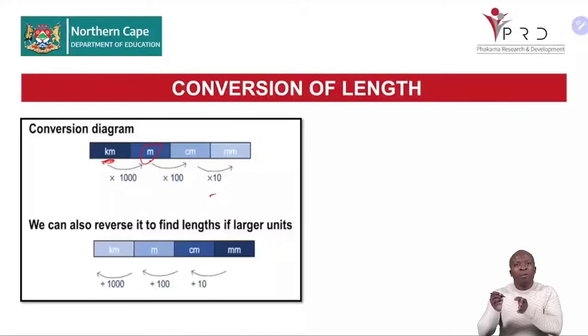Which means you can do the opposite. You can do the same thing, but this time backwards. You see, kilometers to meters, we multiply by 1000. Meters to centimeters, we multiply by 100. And then centimeters to millimeters, we multiply by 10. Meaning from millimeters to centimeters, we have to divide by 10. From centimeters to meters, we divide by 100. And then from meters to kilometers, we divide by 1000, like I have shown you here.